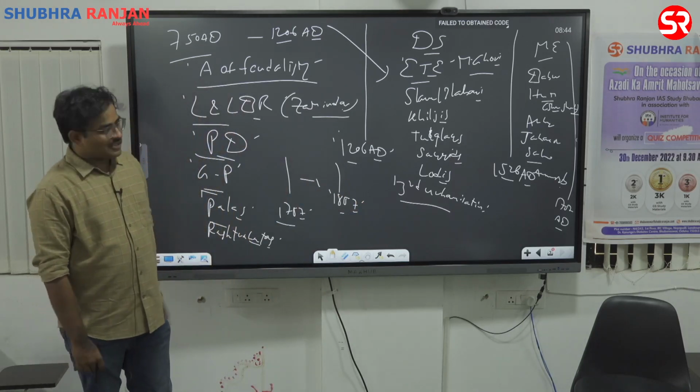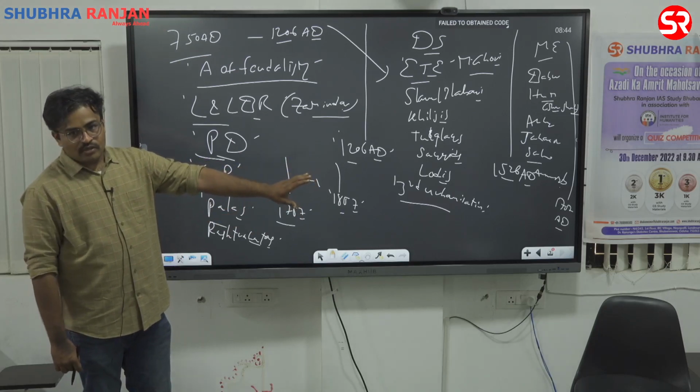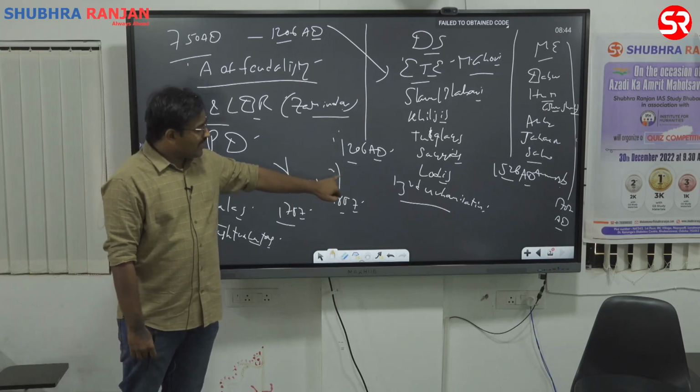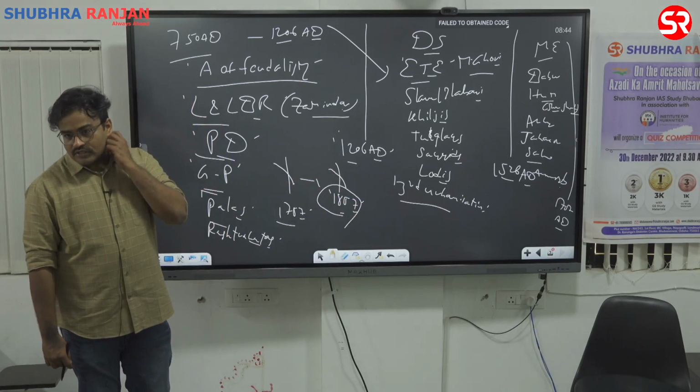Yes, so the timeline is: 1526 to 1707 is the age of death of Aurangzeb. Then after that, the second point of decline is 1757, the Battle of Plassey. Then the final extinguishing of the Mughal Empire occurred in 1857. Is it all right, sir?